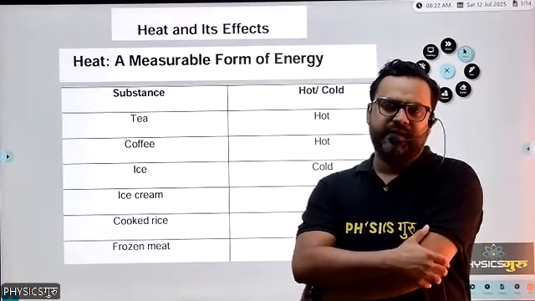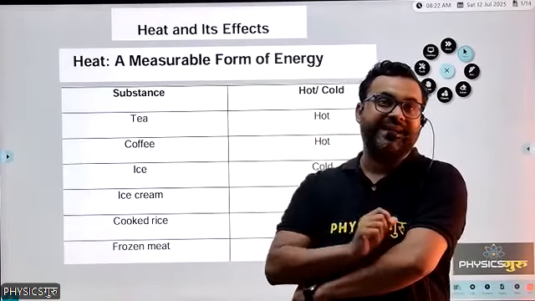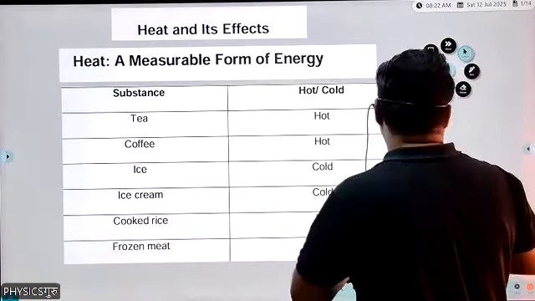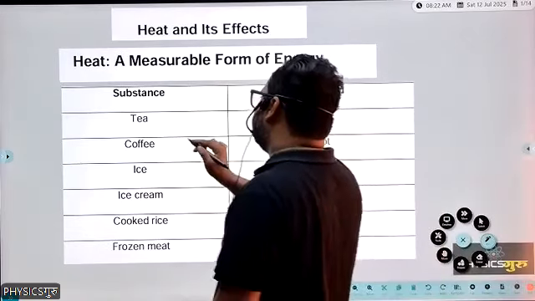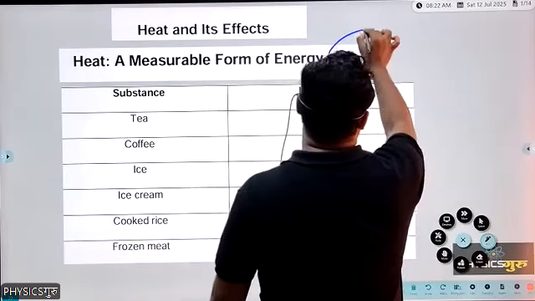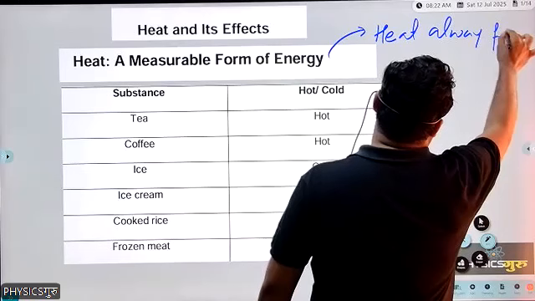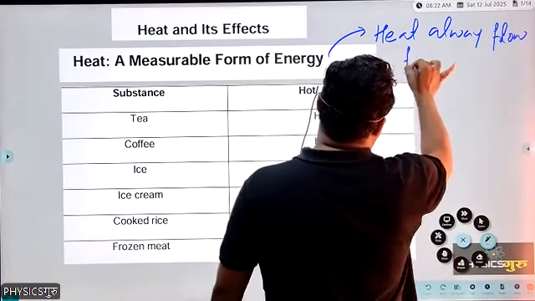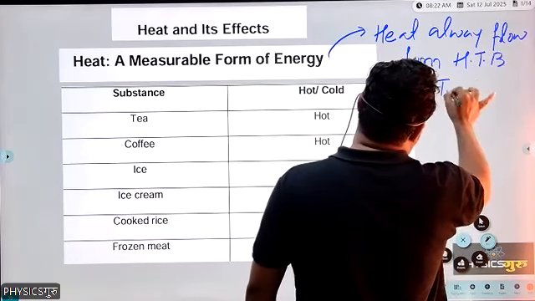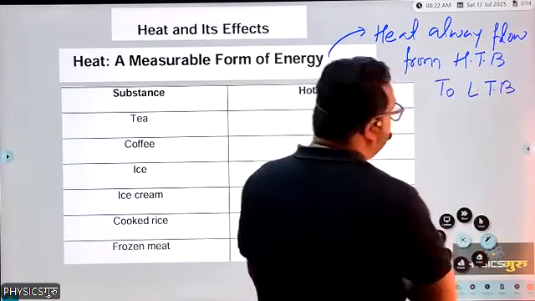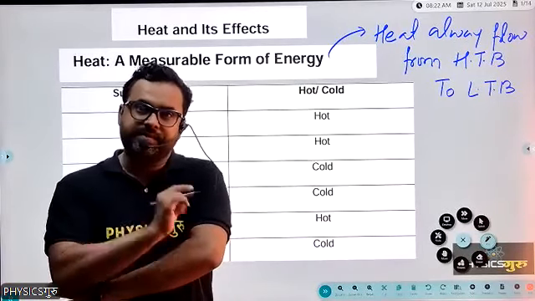Called heat transfer, and the first topic is heat and its effect. So basically, what is heat? Heat is a measurable form of energy. Energy that you can measure is called a measurable form of energy. As we know, heat always flows from a high temperature body to a low temperature body. That means under the influence of temperature difference, heat flows.